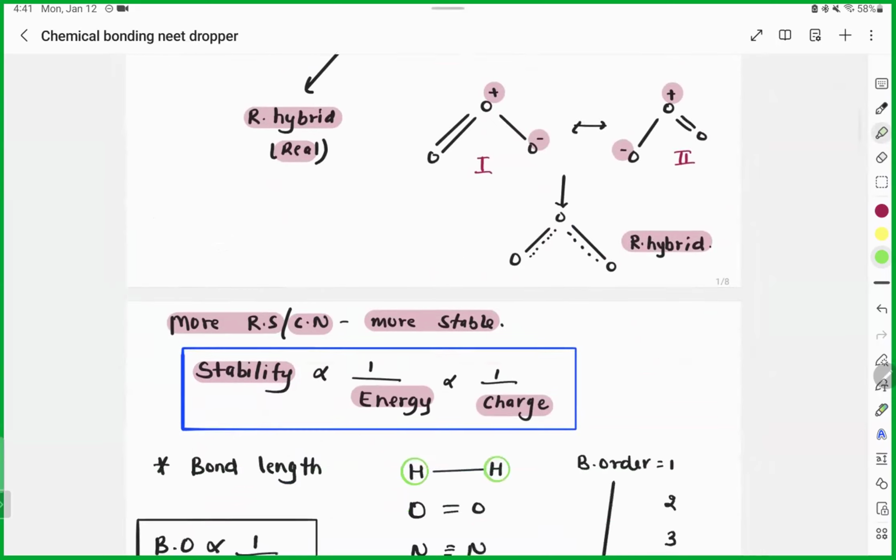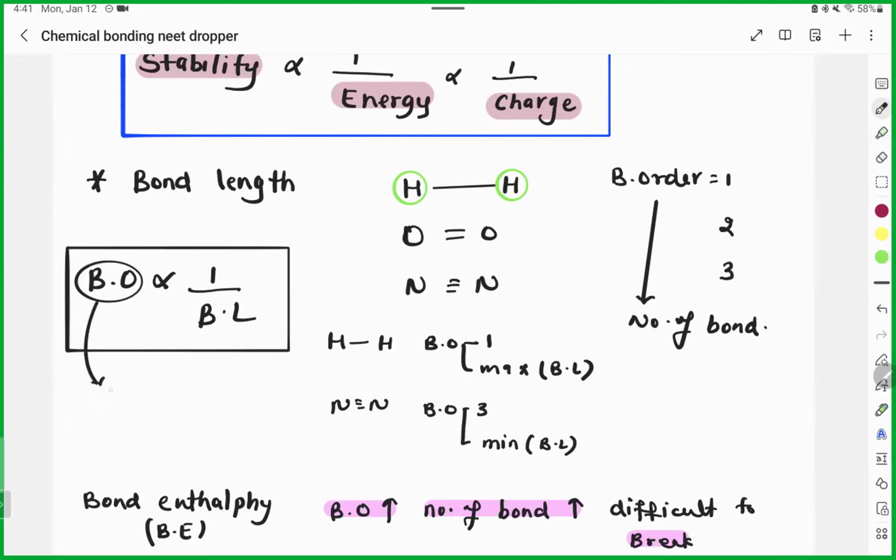Then bond length and bond order. Bond length, as the name suggests, is the length of a bond, and bond order means the number of bonds. For example, the bond order in hydrogen is one, because there is one bond. Between oxygen there are two bonds, so bond order two. Three bonds between nitrogen, three bond order. Understood?